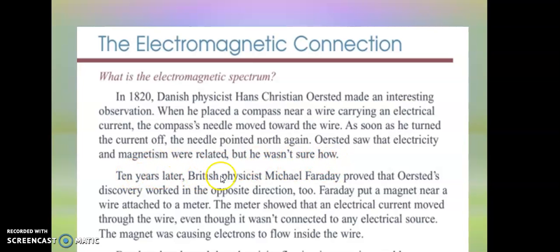Ten years later, a British physicist, Michael Faraday, proved the Ørsted discovery worked in the opposite direction too. Faraday put a magnet near a wire attached to a meter. The meter showed that an electrical current moved through the wire, even though it wasn't connected to any electrical source. The magnet was causing the electrons to flow inside the wire.